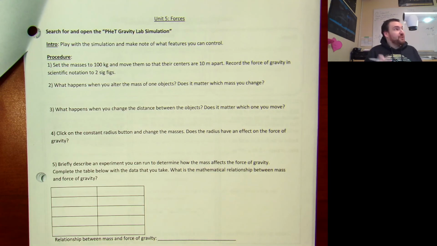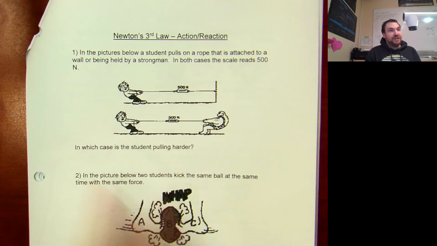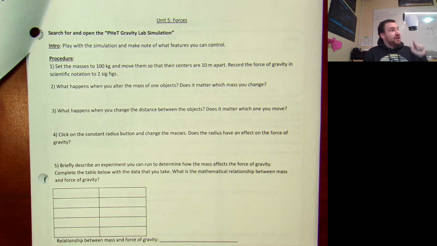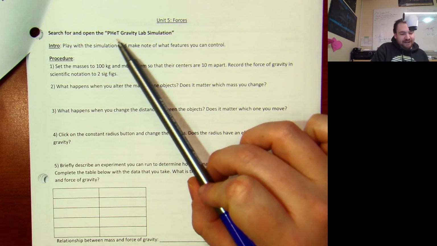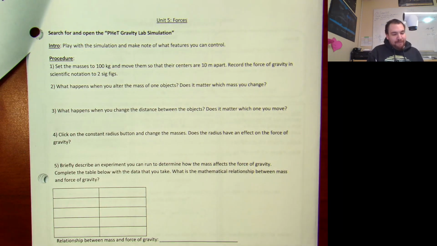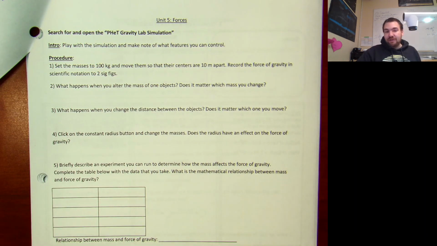Okay, so that's what you're doing the rest of class. Take a look at these 4 questions, reason them through, and then when you're done, grab a computer. Head to Google and search PhET Gravity Lab Simulation. It will be fairly straightforward to find, and then you're going to go through it and play with some gravity, and then we're going to learn about gravity tomorrow.